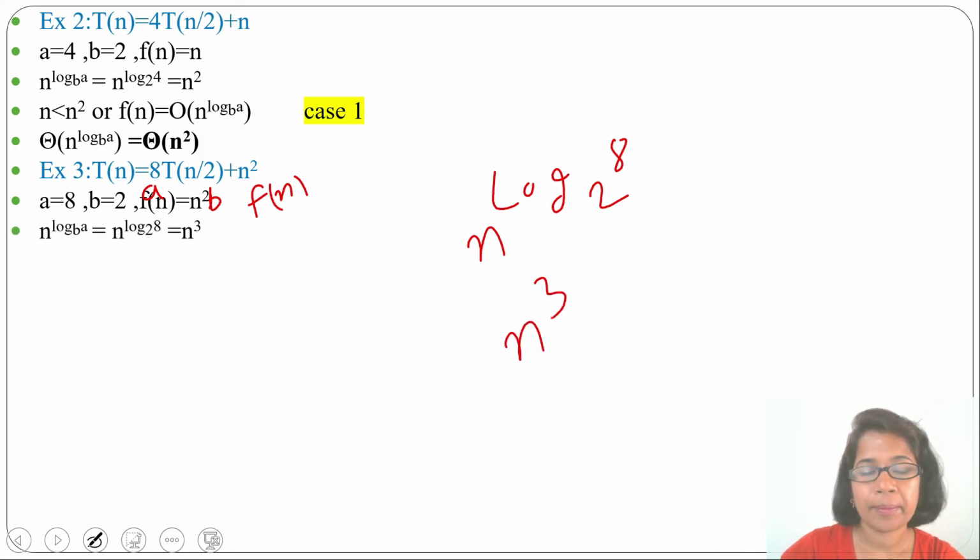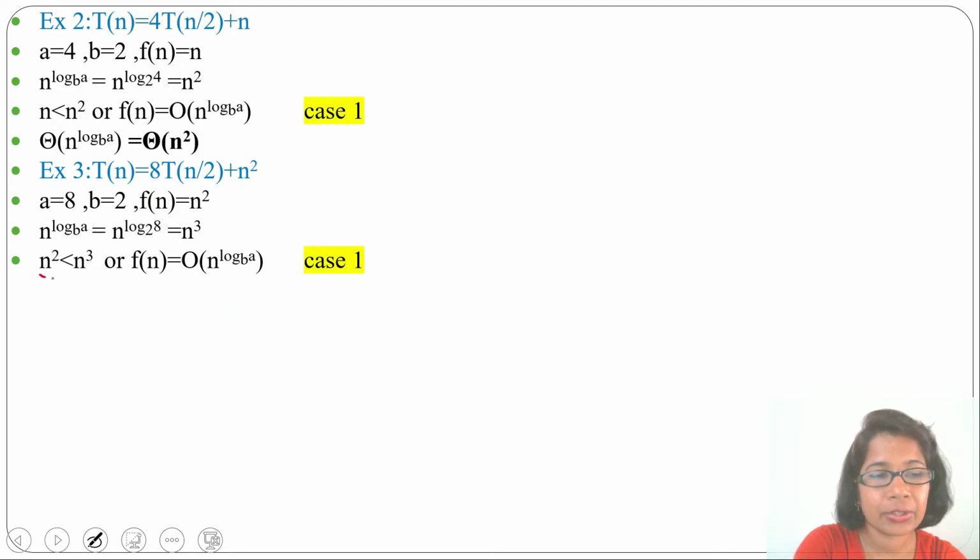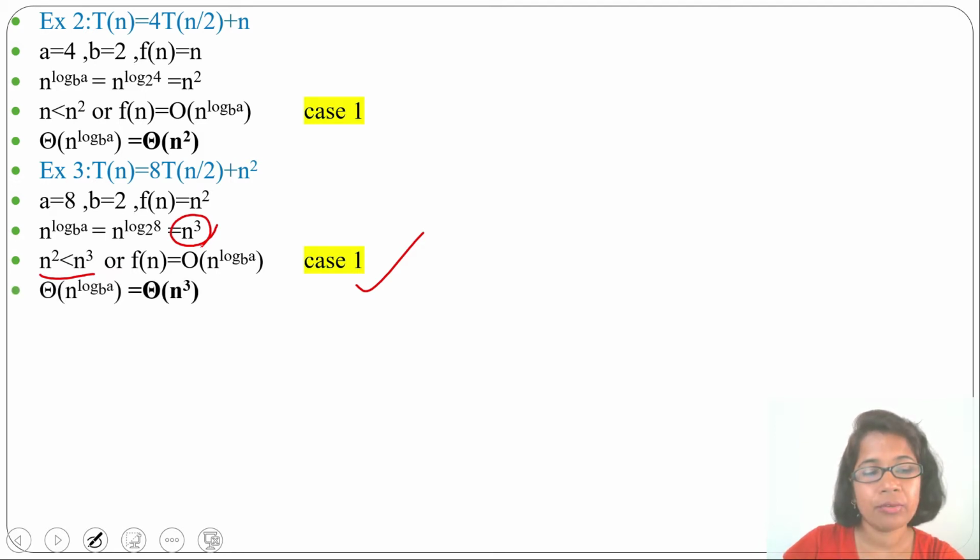Next, we need to compare the function with n power log a base b, meaning we compare n square with n power 3. n square is less than n power 3, so we can say f(n) equals big O of n power log a base b. This is n cube and f(n) is n square. As n square is less than n cube, it comes under case 1. In case 1, running time will be theta n power log a base b. Here that is n cube, so running time will be theta of n cube.